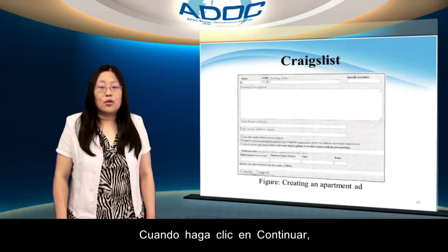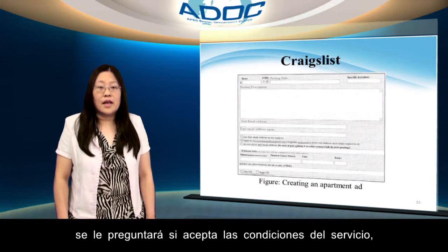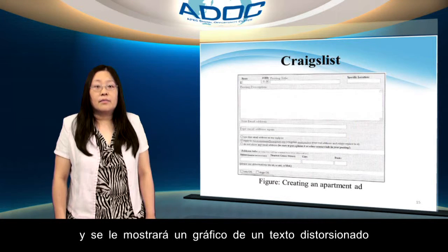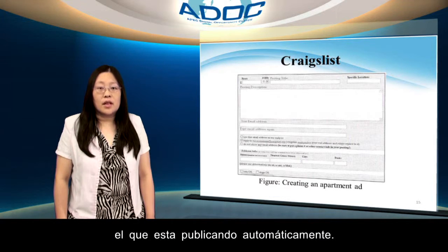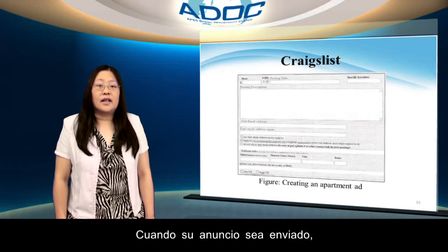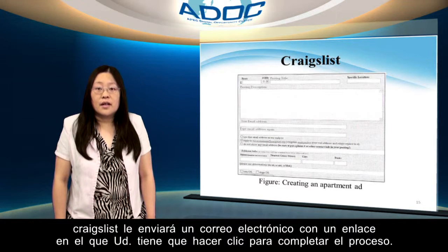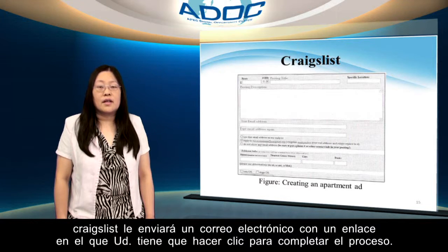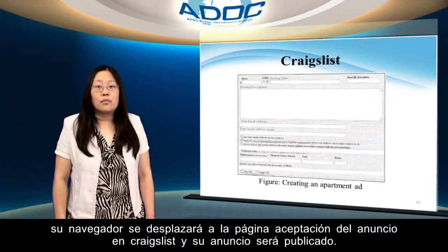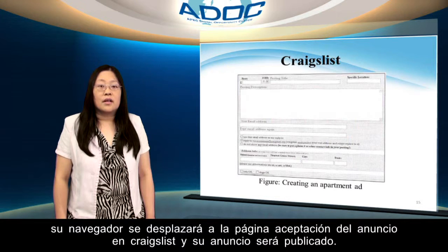When you click Continue, you'll be asked if you accept the terms of service and be shown a graphic of some distorted text to type in, to make sure you are not some software that's automatically posting. When your ad is submitted, Craigslist will email you a link that you have to click to complete the process. When you click the link, your browser navigates to the ad accept page in Craigslist and your ad is posted.